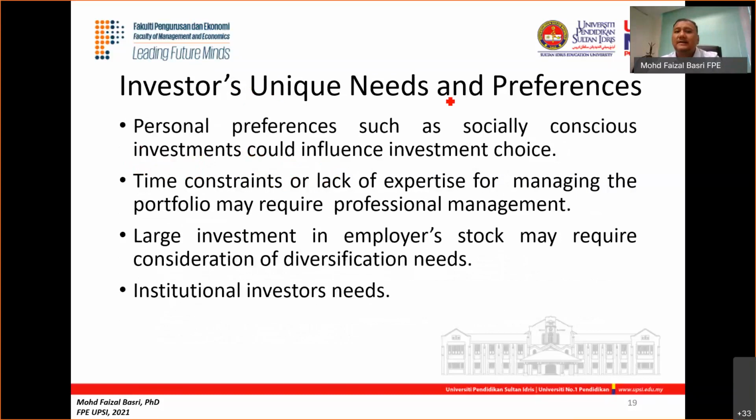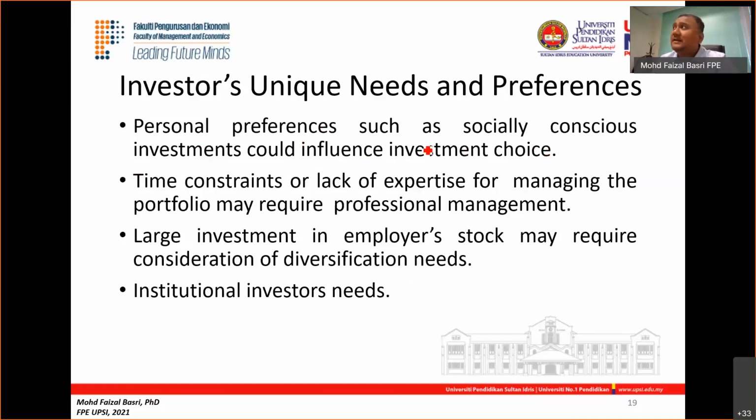And lastly, there are individuals' unique needs and preferences, but some investor may have their own preference and needs. As simple as, okay, maybe from Muslim's point of view, dia punya needs and preference, dia nak their investment to be Syariah compliant contohnya. So that is part of this lah. Their preference and needs. So some personal preferences, dalam ni dia bagi socially conscious investment could influence investment choice.